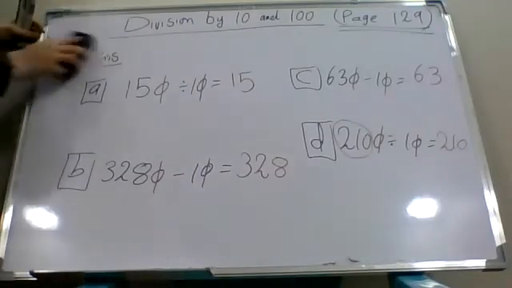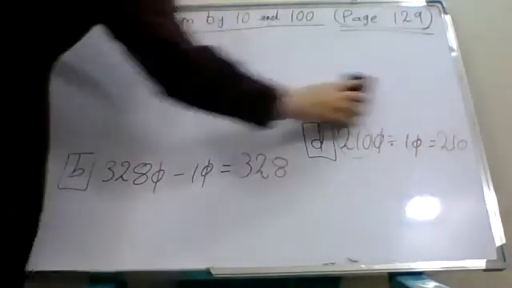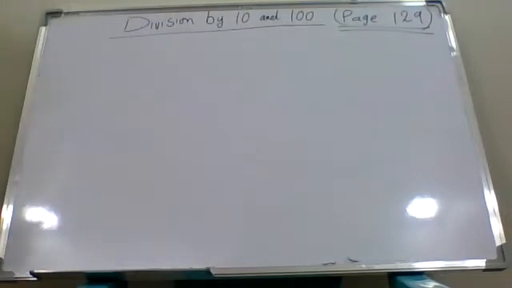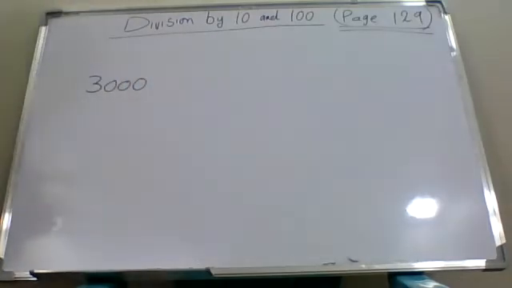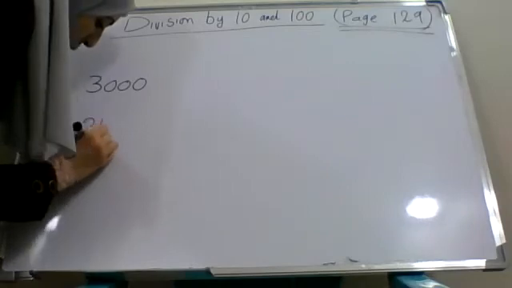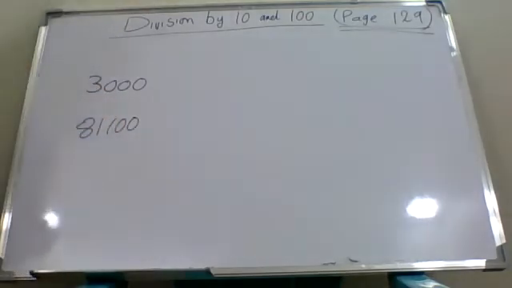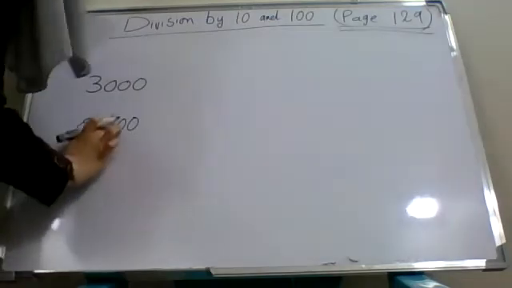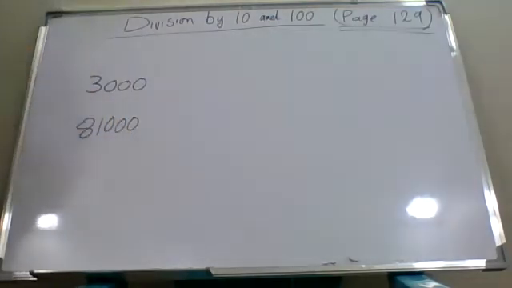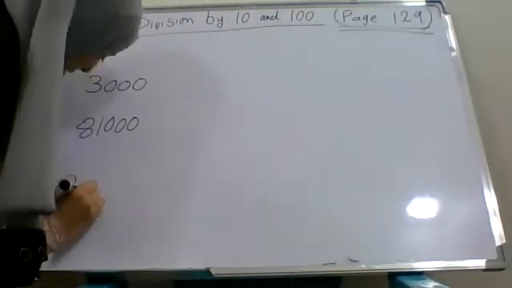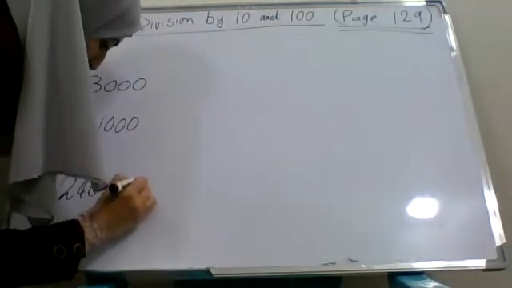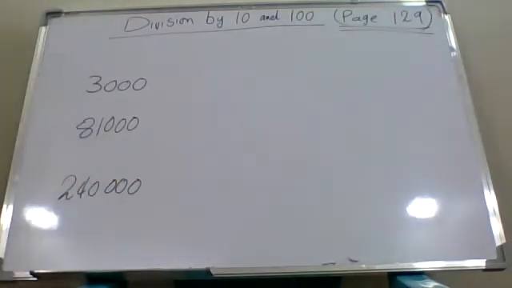It's on page 131. I will do the first table, and you have to do the rest of them, okay, as a homework. The first one you have to write 3,000. This is a 3,000, and I have the next one, 81,000. 81,000, and the last one is 240,000.